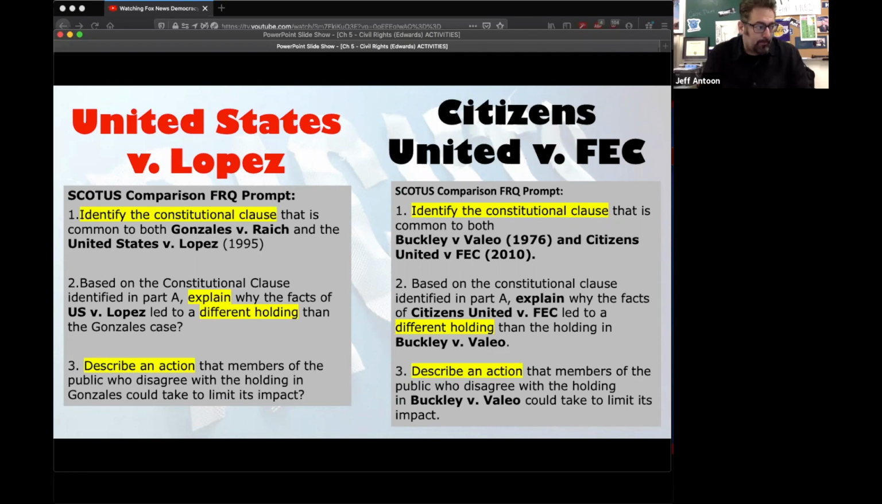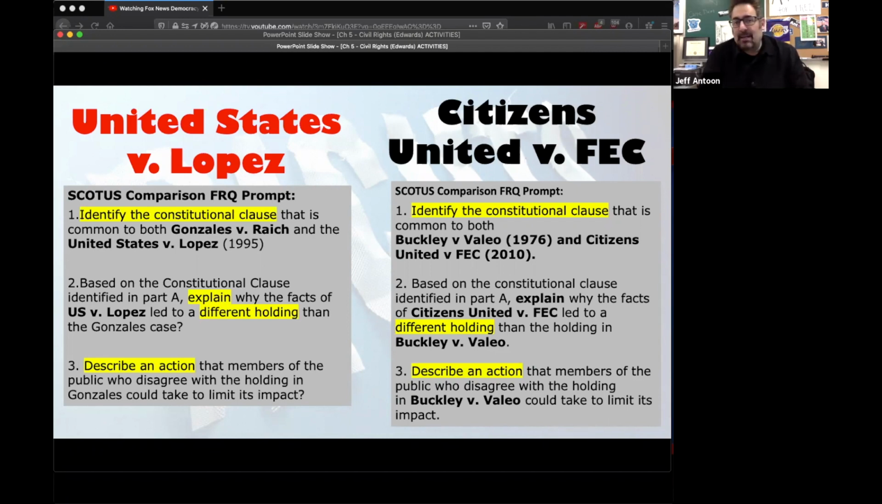And then number two, for both of them, you're going to try to find why each of the cases had different holdings, even though they dealt with the same clause. The one on the left, U.S. v. Lopez, is tough. So hopefully you've read and you know the U.S. v. Lopez case that we briefly talked about, but you might have to reference it today as well in class. On Citizens United, we've covered this directly in our presentations. So again, why did the holding in Citizens United differ from that in Buckley v. Valeo? You've got to figure out what the Supreme Court decided and why. You have to know those.